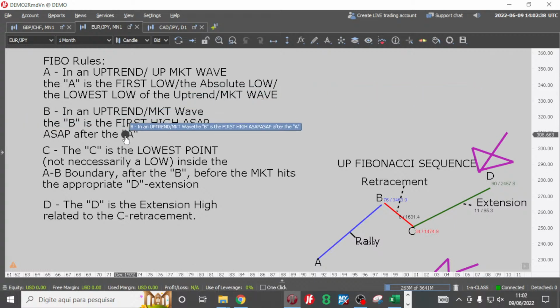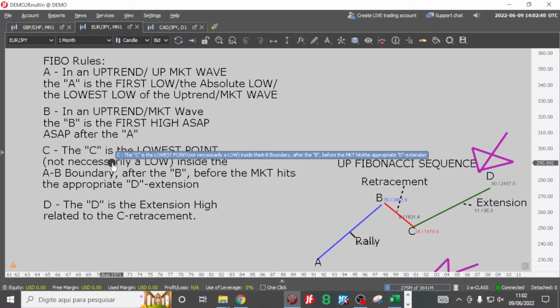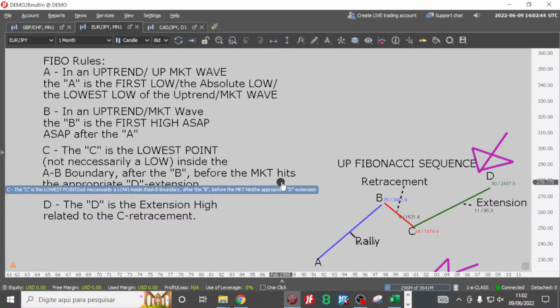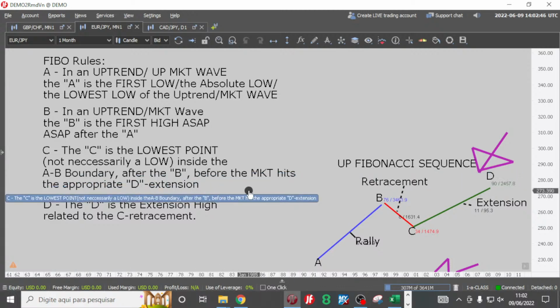The C is the lowest point, not necessarily a low, inside the AB boundary after the B, before the market hits the appropriate D extension. And the D is the extension high related to the C retracement.